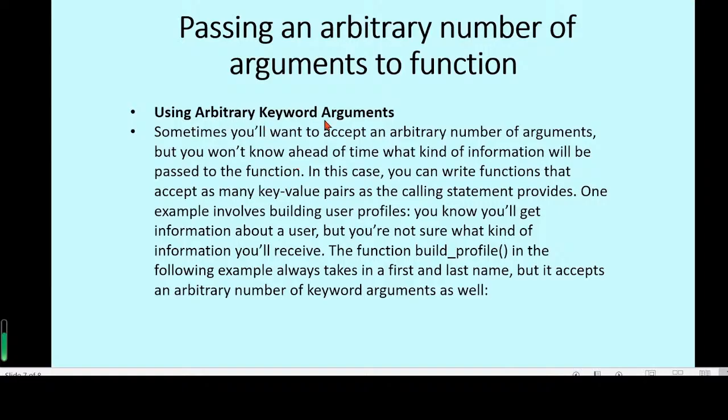And using arbitrary keyword arguments. Sometimes you will want to accept an arbitrary number of arguments, but you don't know ahead of time what kind of information will be passed to the function. In this case, you can write functions that accept as many key value pairs as the calling statement provides. One example involves building user profiles. You know you will get information about a user, but you're not sure what kind of information you will receive. The function build_profile in the following example always takes in a first and a last name, but it accepts an arbitrary number of keyword arguments as well.